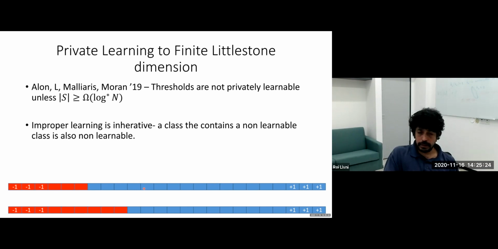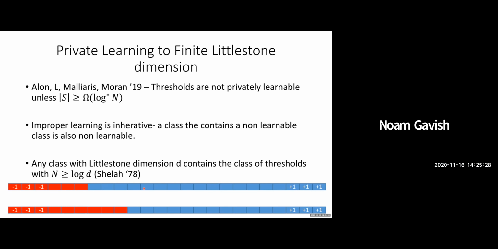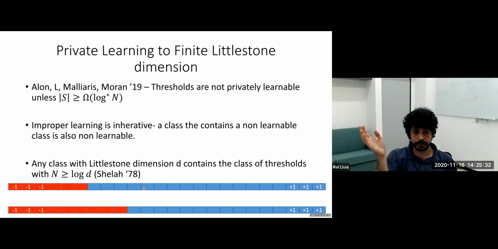And as a corollary, what we get is that basically any class that has an infinite Littlestone dimension will be non-learnable. And the reason for this is because of a result, actually from model theory. It's kind of interesting how Littlestone dimension appears there. It really has nothing to do with privacy or about learning, but it is a combinatorial result about this dimension, Littlestone, which I still haven't defined.